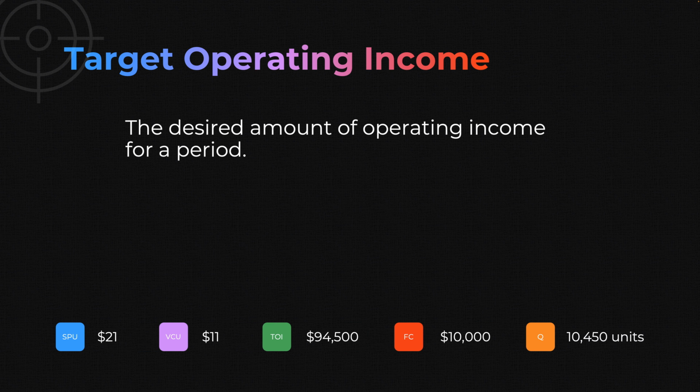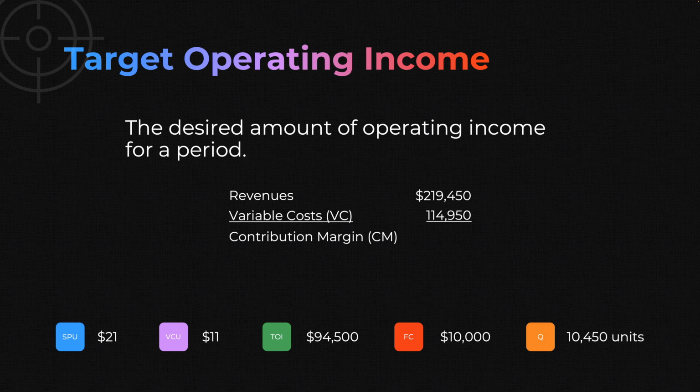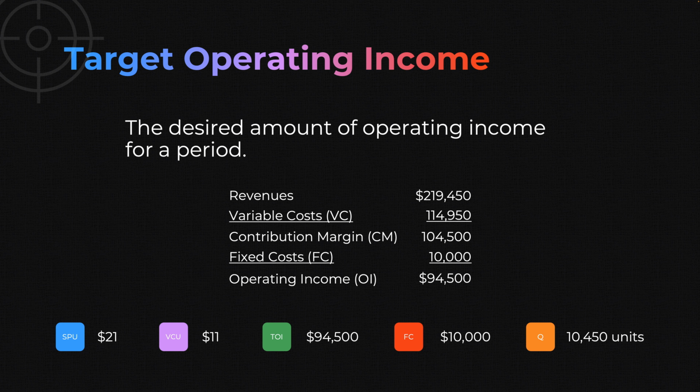We can double check our work just to make sure everything is correct, and we'll keep track of the number of units down here at the bottom of the screen. Let's calculate revenues. $21 multiplied by 10,450 units equals $219,450. Variable cost per unit of $11 multiplied by 10,450 units equals $114,950. The contribution margin then is $104,500. The fixed costs are fixed at $10,000, and the operating income will be $94,500. Looks like it worked.